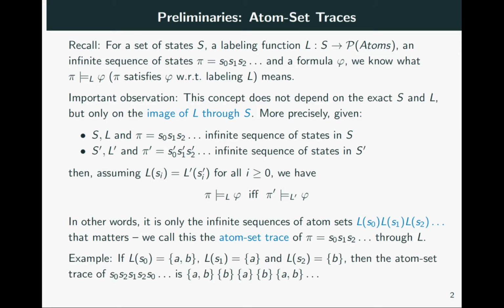For example, if L maps s0 to AB, s1 to A, and s2 to B, then the atom set trace of a sequence starting in s0, s2, s1, s2, s0 will be AB, then B, then A, then again B, then again AB. So this corresponds to this, this corresponds to this, this corresponds to this, and so on. We only retain the atom set labels of the states.